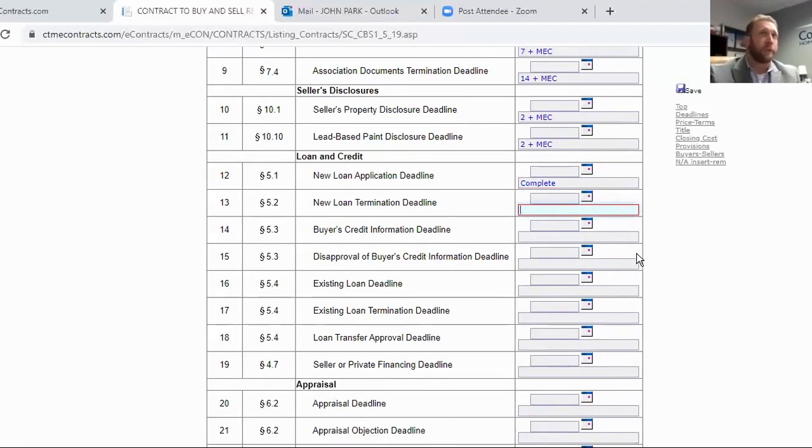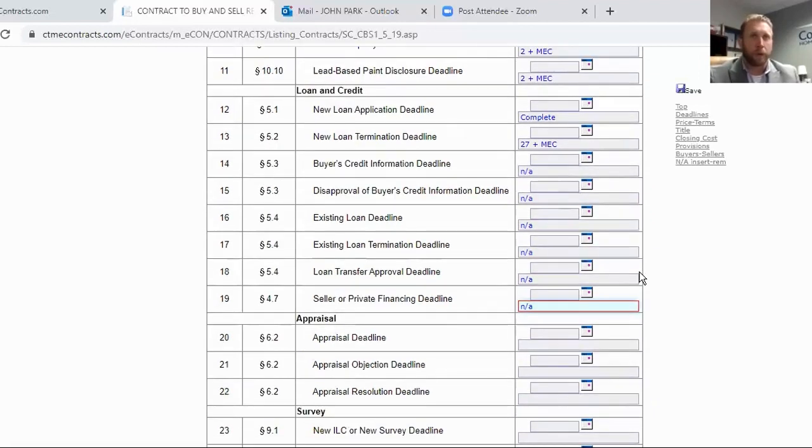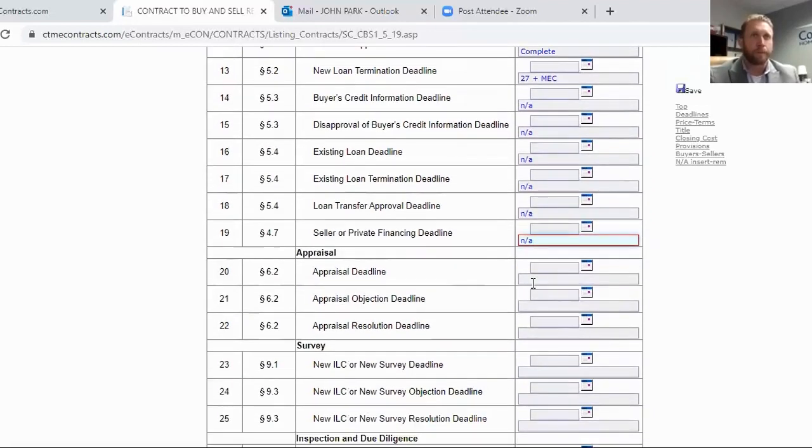All right. How about here? I'm doing 27 days, John. Okay. And again, this section is probably NA because this is an assumption. You're assuming your seller's loan, or the buyer is assuming the seller's loan. And we can cover that when we get to the sections, John. Yeah, we're going to go there. Appraisal deadline. So I'm doing that 25 days.